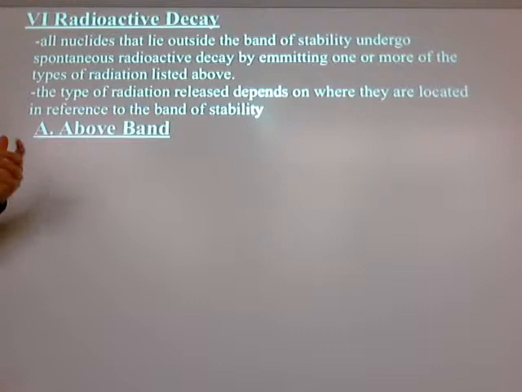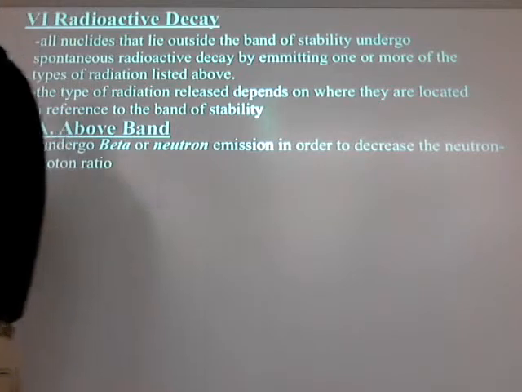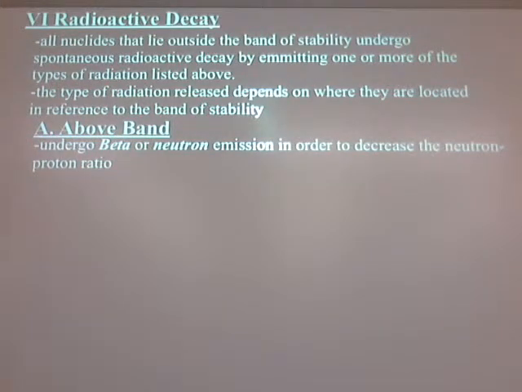Guys who are above the band, of course, have too many neutrons and not enough protons. So here's what they will do. They will undergo either beta or neutron emission, so that they will decrease the neutron to proton ratio. Okay, we're finally there to where we could write something, do some equations. Let me show you what thorium does.